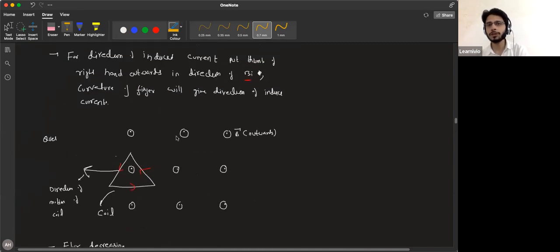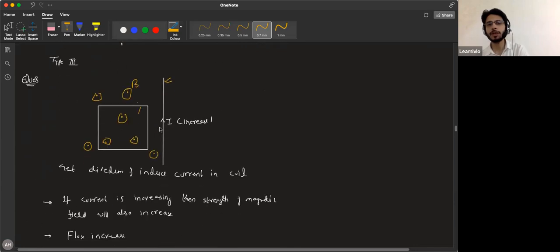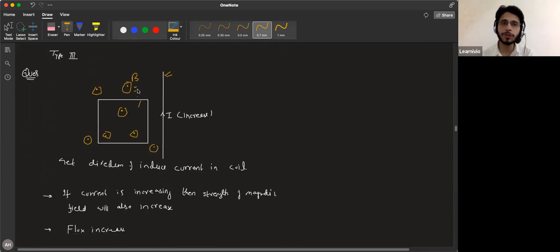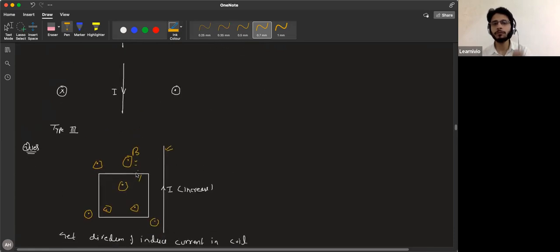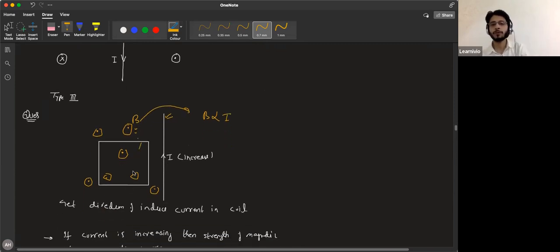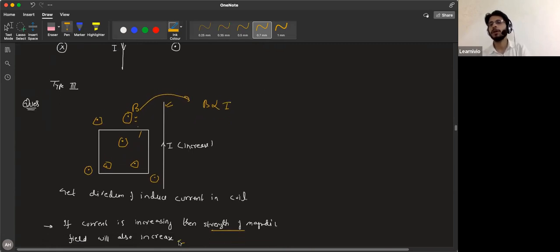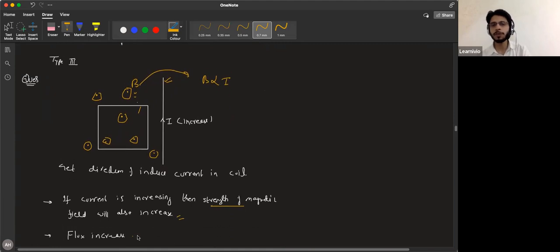In the previous question, this outwards magnetic field was given. But in type 3, using right hand thumb rule, you have to decide the direction of this magnetic field. Then you will decide what's happening with the flux, whether flux is increasing or decreasing. See, this magnetic field depends upon current through the wire. This is what we did in Biot-Savart's law. So if your current is increasing, that means magnetic field is increasing. If magnetic field increases, that means flux will increase.